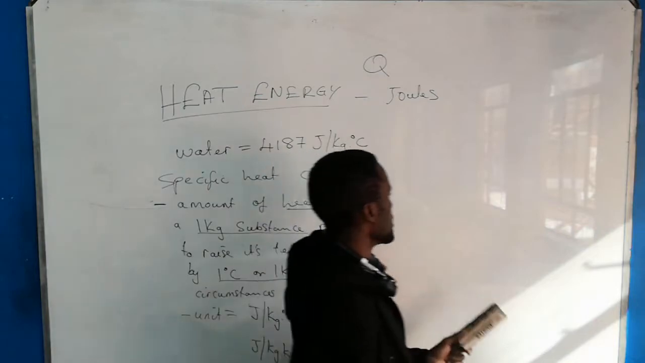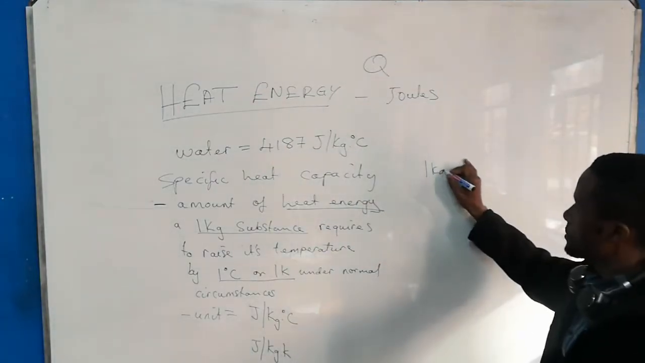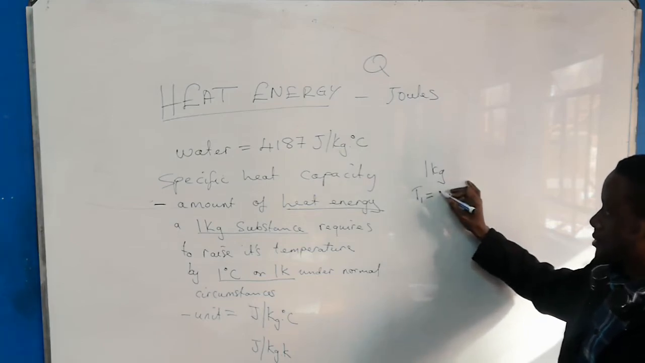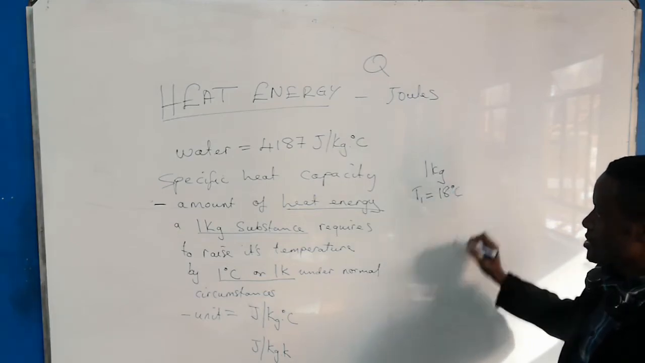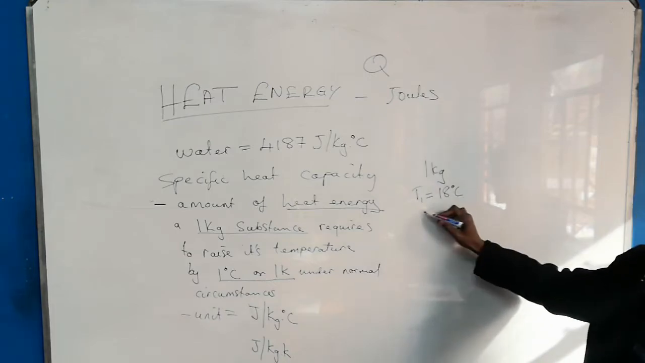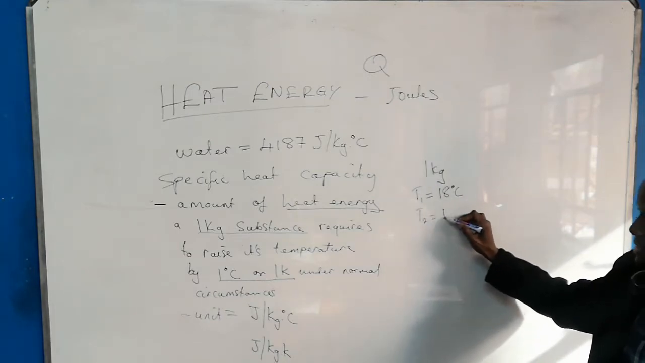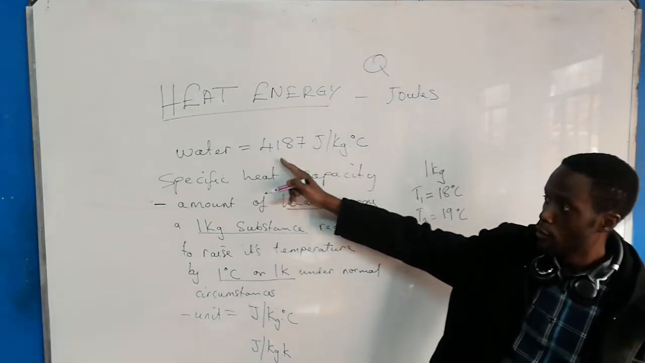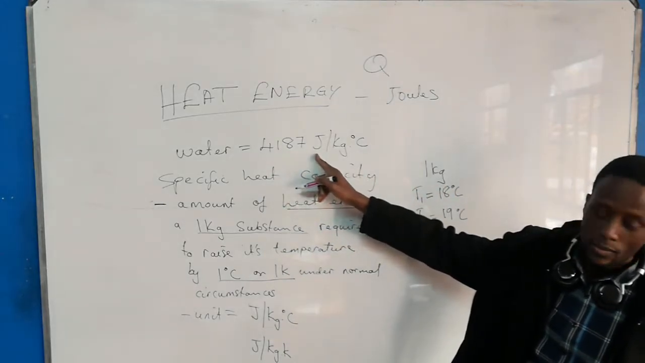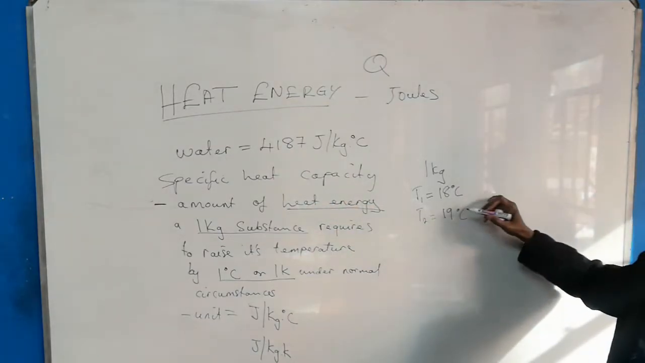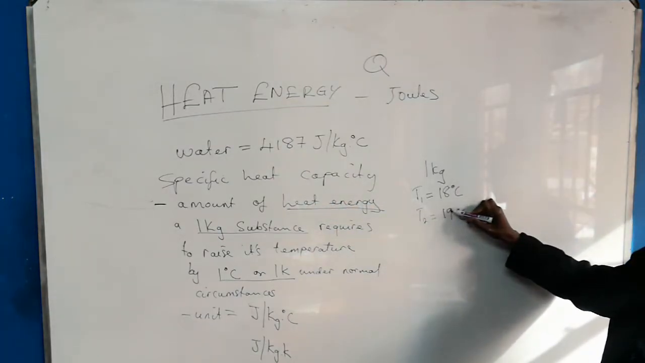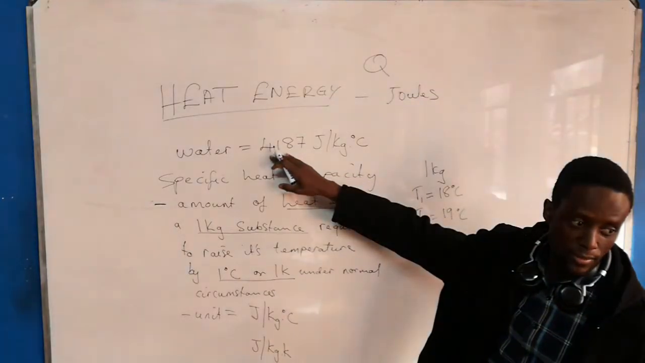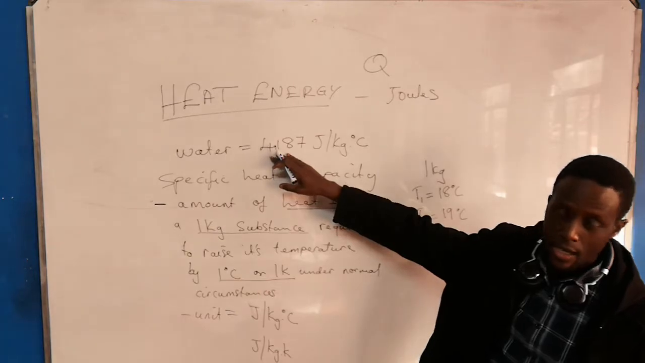If I've got 1 kg of water at a temperature T1 of, let's say, 18 degrees Celsius, in order for me to raise this to a T2 of 19 degrees Celsius, the amount of heat energy that I need to add is 4187. If I need to go from 19 to 20, I still need another amount of this energy. I hope that makes sense.